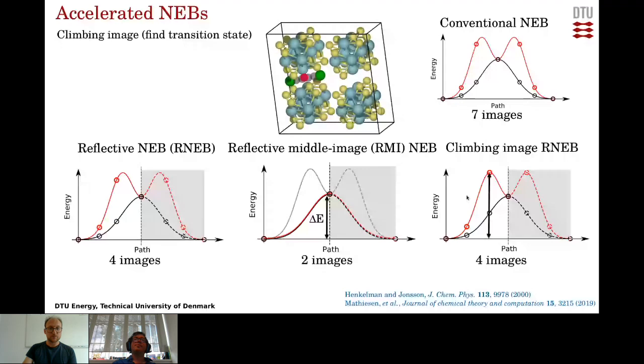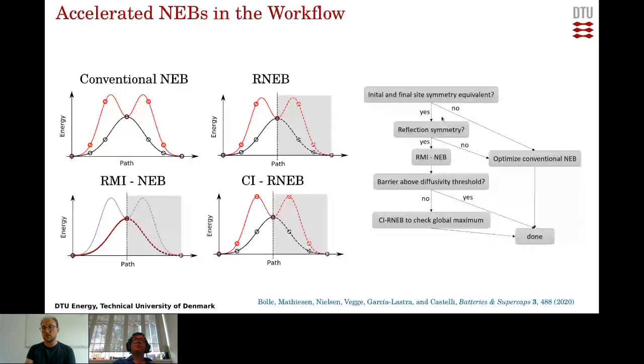So the workflow that we have here is taking care of these different possibilities. You look at the symmetries. If there are symmetries, you go for reflection symmetry and you can try to do the RNEB. Instead, if there is no symmetry, then you go for a conventional NEB calculation. You can look at the barriers: is it above the diffusivity threshold?